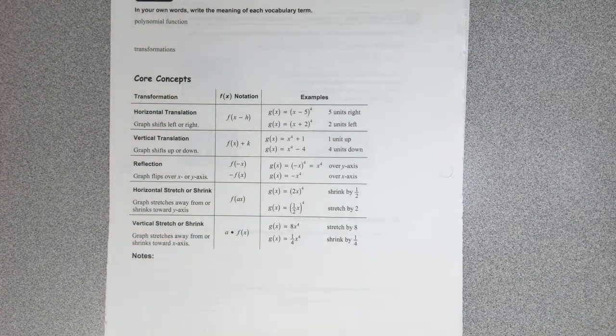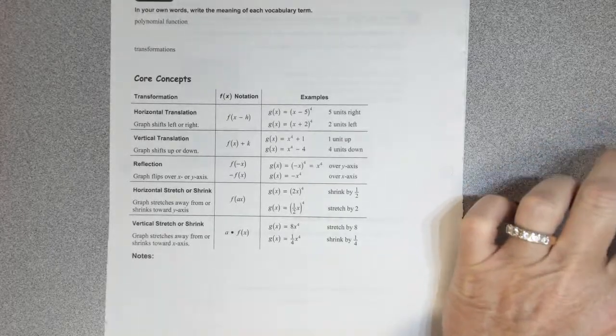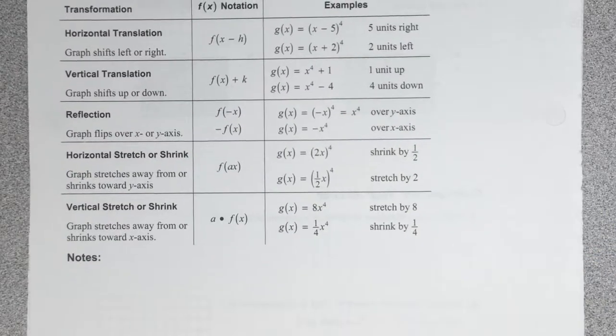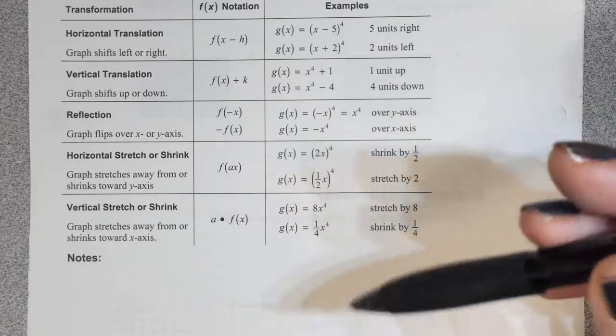All right, so we're looking at section 4.7. This is on page 108. We're just going to start here with the transformations. This is just a review. We just did this in the homework. We had a couple of problems over this.